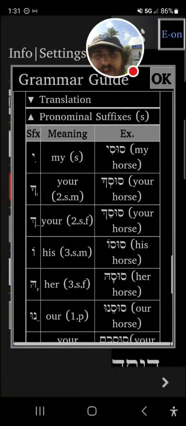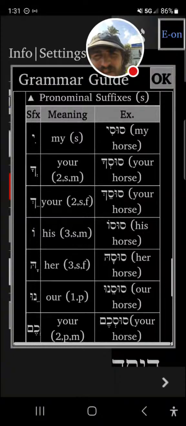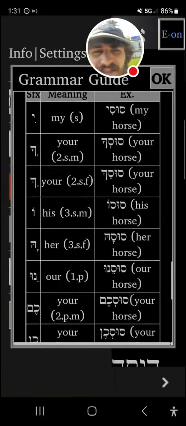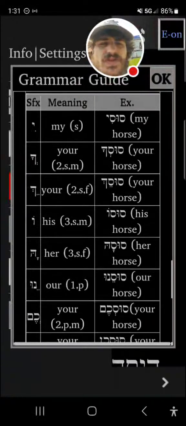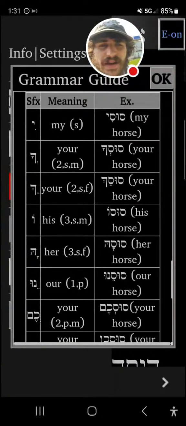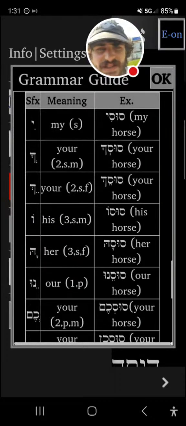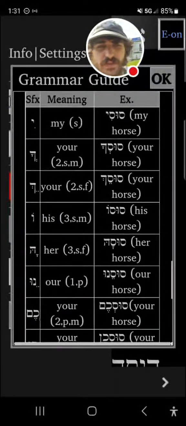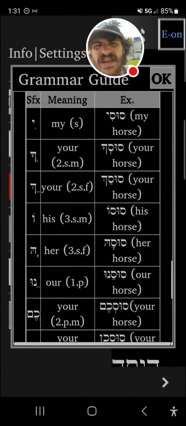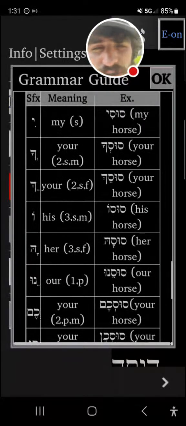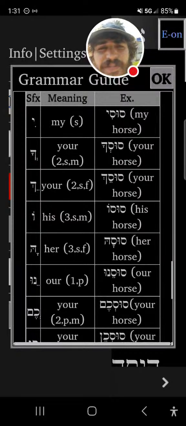Alright, what is a pronominal suffix? So, if you add any of these letters to any root, so for example, here we have the 3-letter root, Samach, Vav, Samach. 60, 6, 60, right? 60 for Samach, 6 for Vav, and then 60 for Samach. Samach, Vav, Samach, Sus. It means horse. If you were to add the letter Yud, which is 10, right? If you add the letter Yud at the end of the word, now instead of Sus, it's Susi, with the Yud at the end, the Y at the end, that is mine, my horse, right?